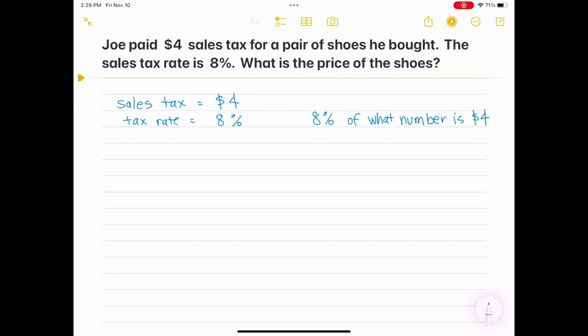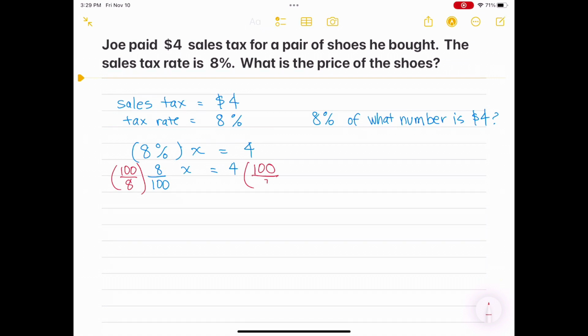And we start by rewriting that as a number sentence. 8% times, because of equals times, 8% times x, or what number, equals 4. So we start by changing 8% into a fraction, 8 over 100 times x equals 4.